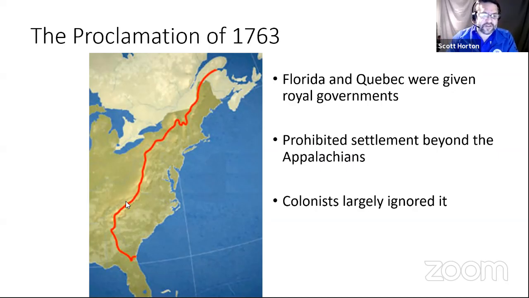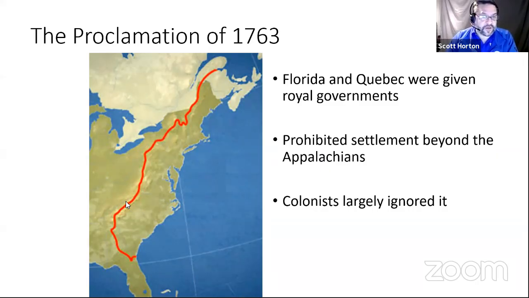So the proclamation line you can see is sort of a dividing line that's drawn here, and it parallels an important geographic feature in North America, and maybe we can make that our next Twitter question. So can you identify what geographic feature the proclamation line seems to run along?